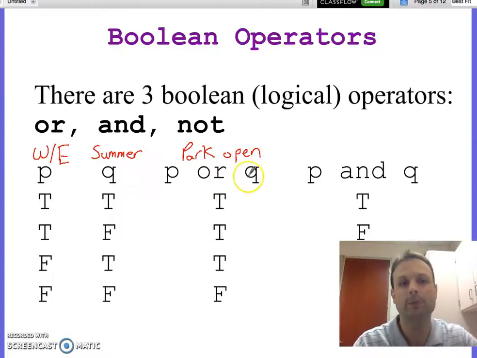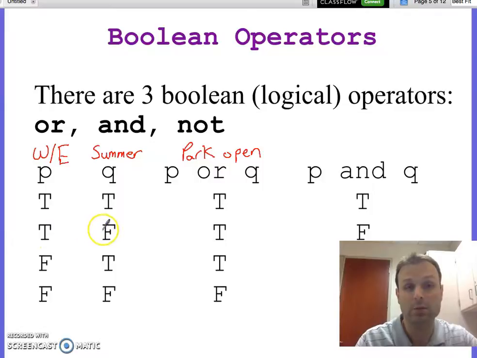Now, let's actually look at these values and see if they make sense, right? If it's a weekend during the summer, well then yeah, the park should definitely be open because it's a weekend and it's the summertime. So is the park open? Yes, true. Okay, well let's look at the second row. Let's say it's a weekend, but it's not the summertime, it's during the school year. Well, should the park be open? Yes, because it, again, is a weekend. Yes, that's true, the park is open.